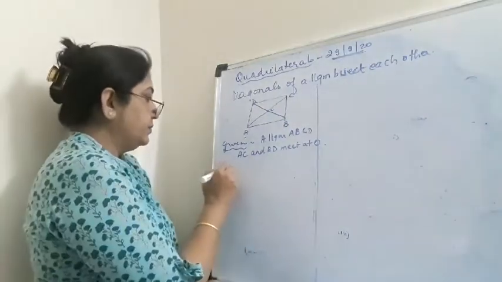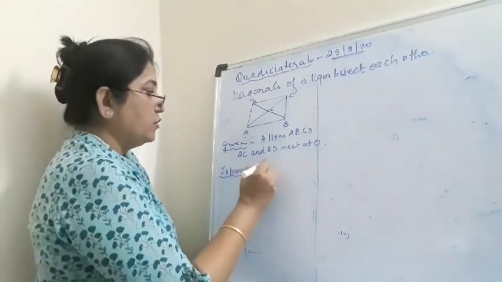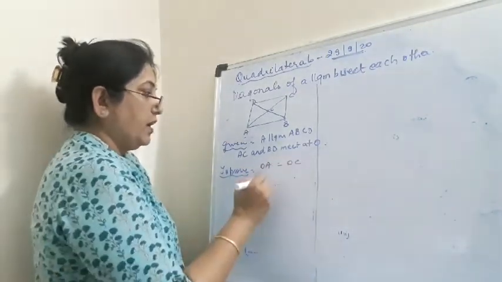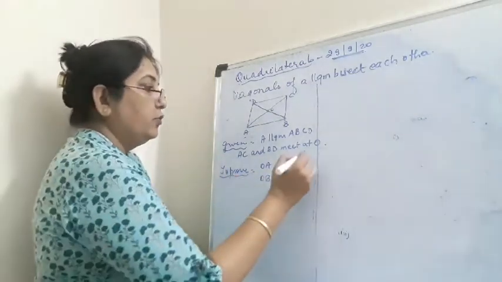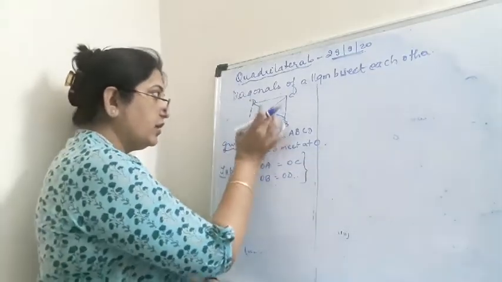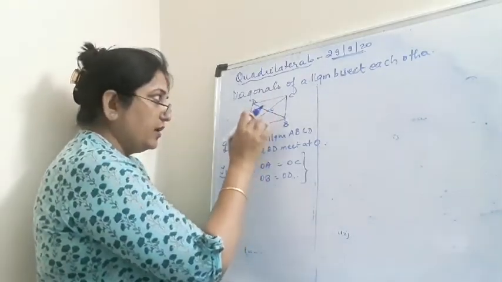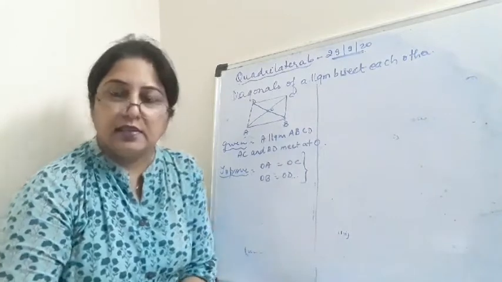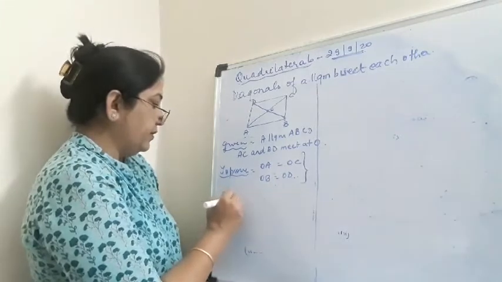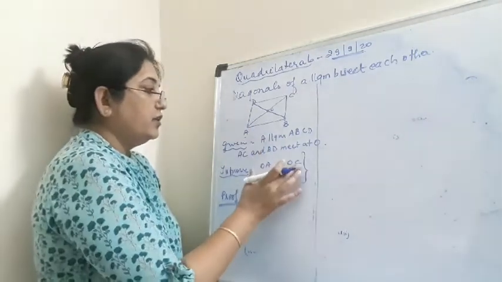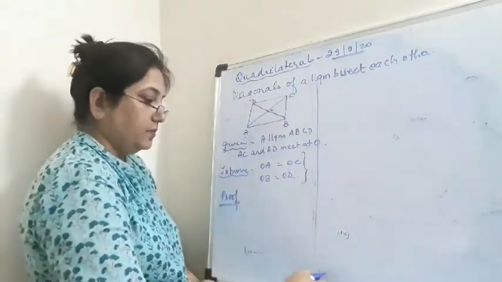Now to prove that the diagonals bisect each other, what do we actually have to prove? That OA is equal to OC and OB is equal to OD, right? To prove this, children, we have to prove that these two triangles are congruent. To prove that the two triangles are congruent, we have to use either the SAS or SSS or ASA property, right? So let us check which one we can apply here. To prove that these two parts are equal, we have to prove that these two triangles are congruent. So let's start with the proof.